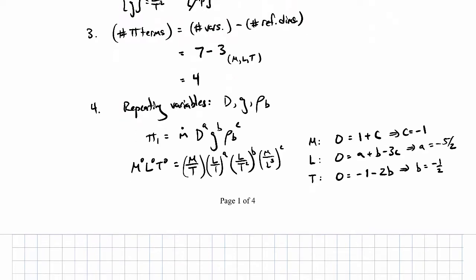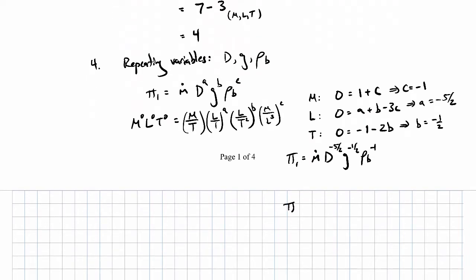So then when we write down our pi term, it'll be m dot times d to the minus 5 halves, g to the minus 1/2, rho b to the minus 1. Or, just written a little more cleanly, m dot all over rho b times the square root of g times d to the 5 halves. So that's our first pi term.